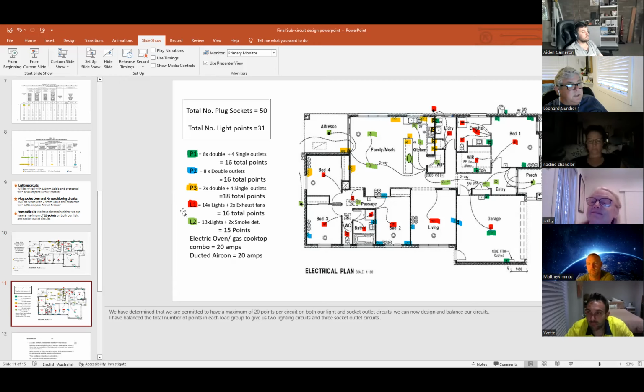Okay, so you can see there also with the lighting, we've got 2 lighting circuits, L1 and L2. So on L1, he's got 14 light fittings and 2 exhaust fans, which is a total of 16 points. And L2 is 13 lights, and 2 smoke detectors, it's a total of 15 points. And then he's got the oven with the gas cooktop, 20 amps, and ducted air conditioning, 20 amps. Okay. Any questions there, guys? Nope. So you can see how we do that and how we work out what exactly is going to go on the circuit.